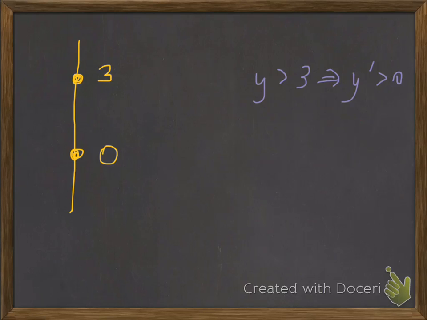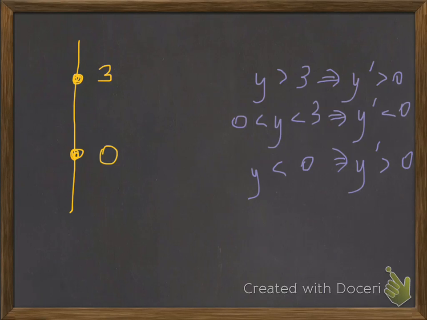So if y is bigger than 3, then y prime is positive. And if y is between 0 and 3, y prime is negative, so y is decreasing. And if y is less than 0, y prime is positive, so y is increasing. And I mark that all on my number line. So for the function, if it's increasing, I put an arrow facing up, and if the function is decreasing, I put an arrow facing down.